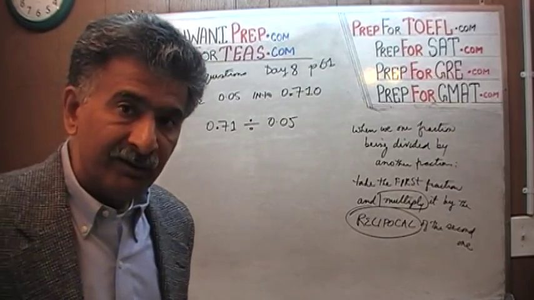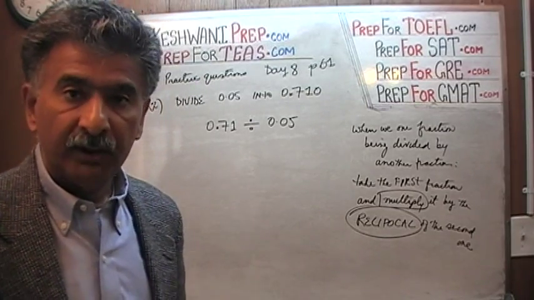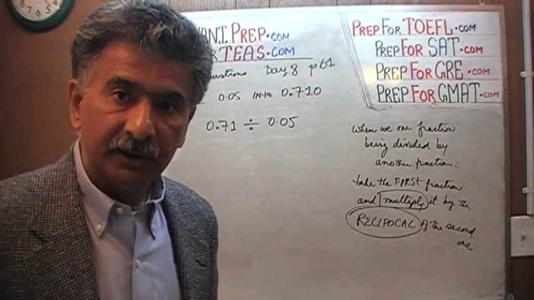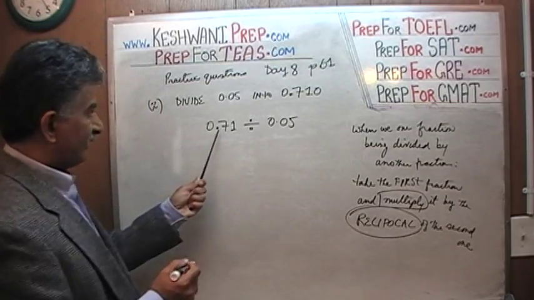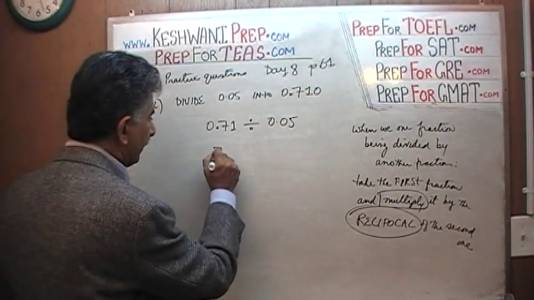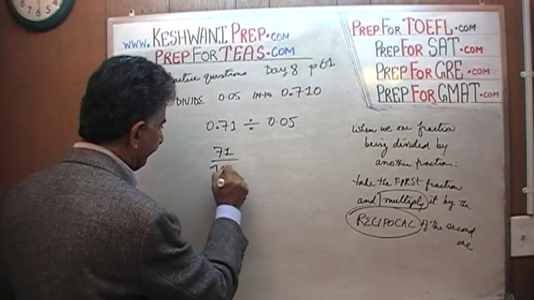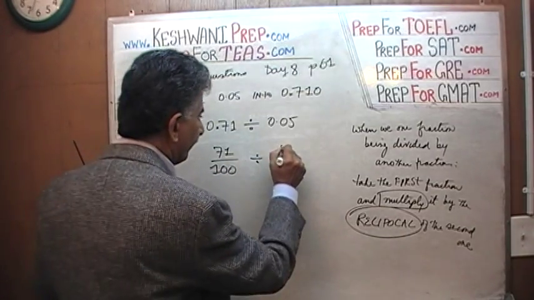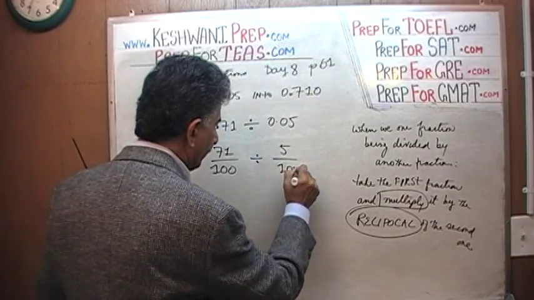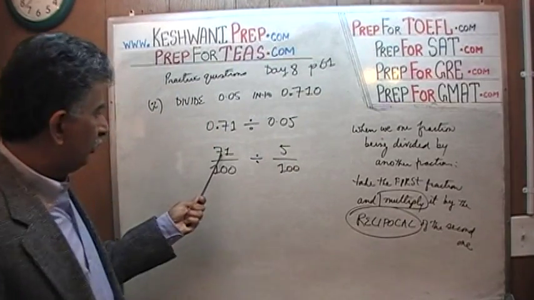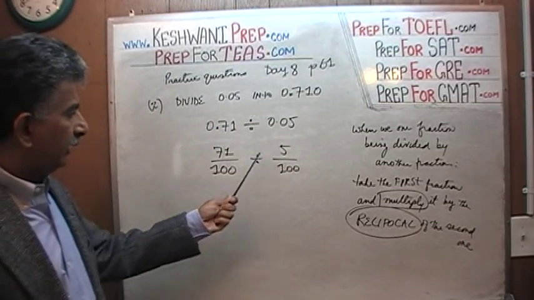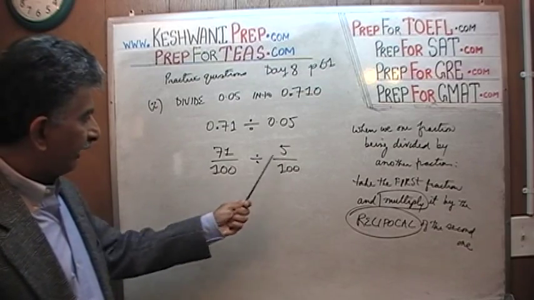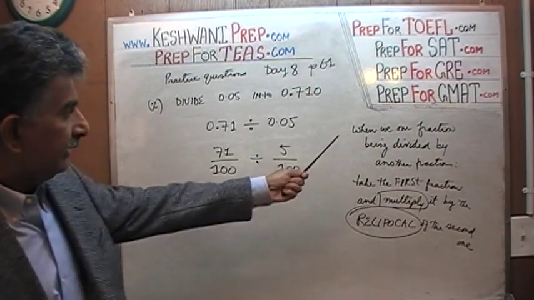Convert this thing into fractions and just multiply the two fractions as we did yesterday, and the day before yesterday. So 0.71 can be written as 71 over 100, divided by 0.05, which can be written as 5 over 100. And what do we do when we have one fraction and we have to divide it by another fraction? Well, it's right here.